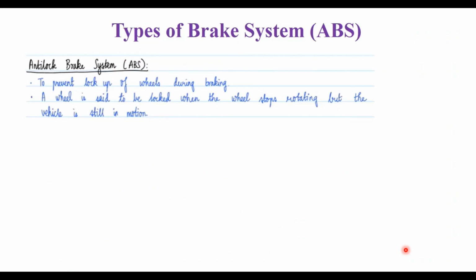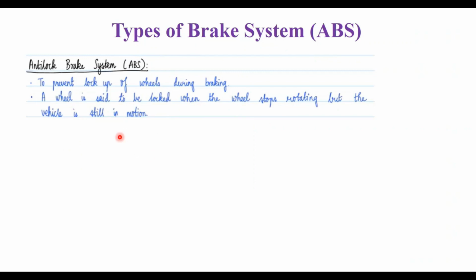And the last brake system, which we can see in the next class, is ABS, which is nothing but the anti-lock brake system. This typically we call ABS, and this helps to prevent the lockup of the wheel during braking. You know, many times the wheel gets locked during braking. It can be applied for a front or a rear wheel, and a wheel is said to be locked when it stops rotating but the vehicle is still in motion.